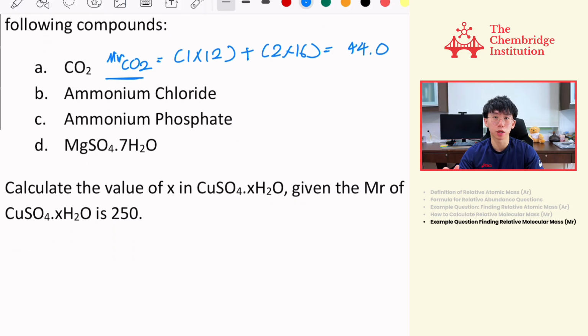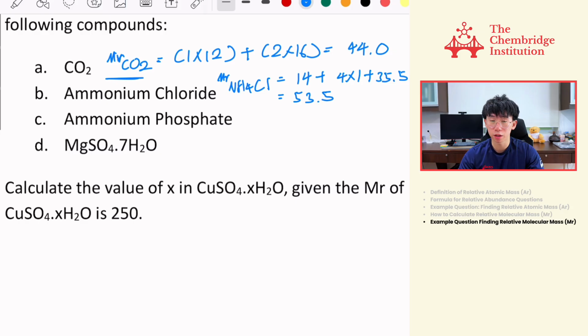Next is ammonium chloride. So if you're ever unsure about the molecular formula, just write it out. Ammonium is an NH4 plus ion with a Cl minus ion, so it's just NH4Cl. So once we know the formula, we can find the molecular mass. There's only 1 nitrogen, so it's just 14 plus 4 hydrogens, 4 times 1, plus chlorine, which is 35.5 over here. And this will equal 53.5 overall.